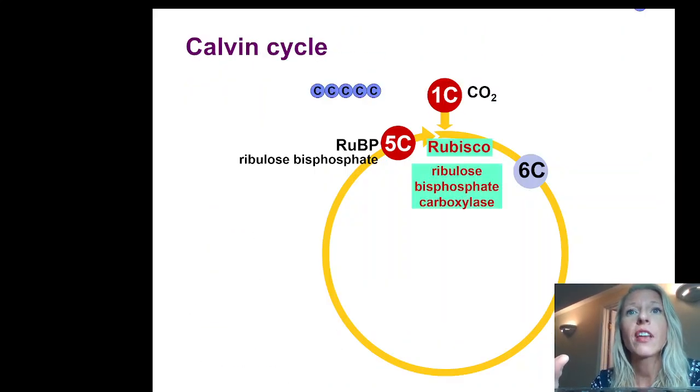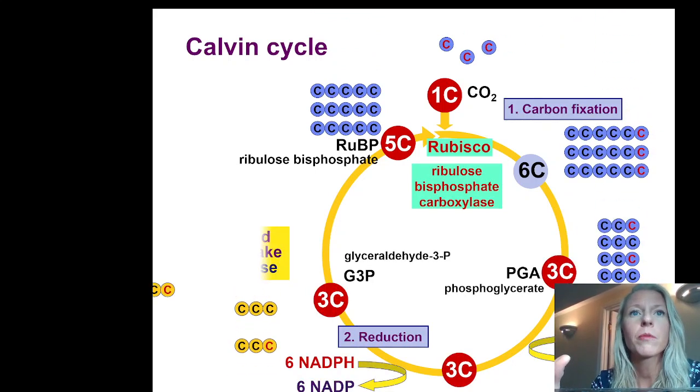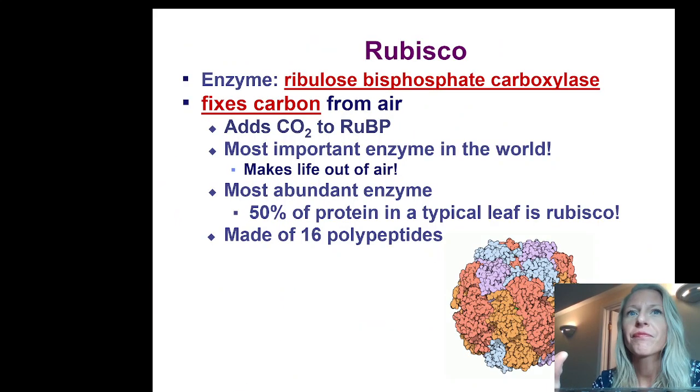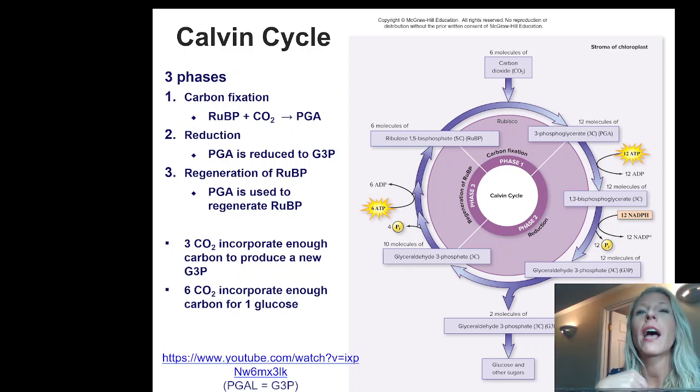Then we have the Calvin cycle. Three phases of the Calvin cycle. Carbon fixation: Rubisco and CO2 combine to form PGA. Then we have reduction: PGA is reduced to G3P, and this is where we get our glucose and all of our fun, yummy sugars. Then we have regeneration of Rubisco, where PGA is used to regenerate Rubisco. So those are the nitty-gritty basics of photosynthesis, the light reactions, and the Calvin cycle.